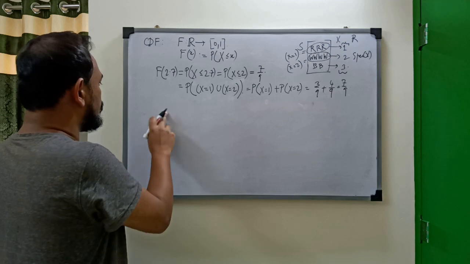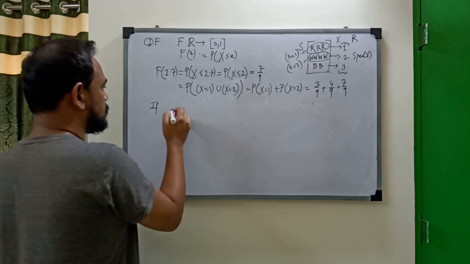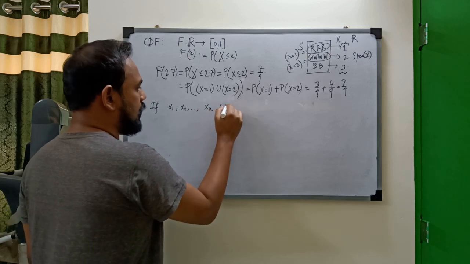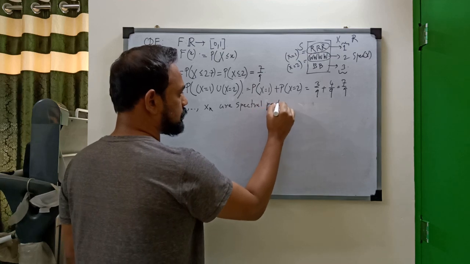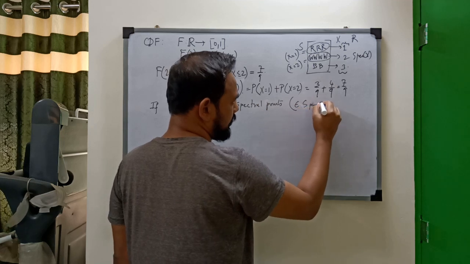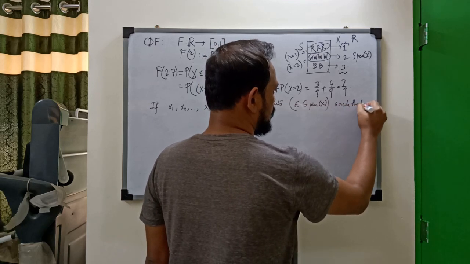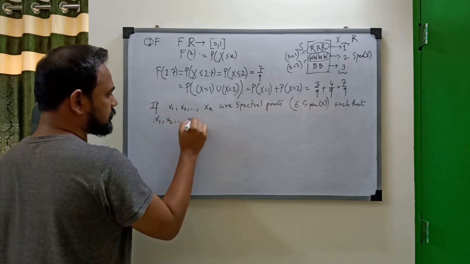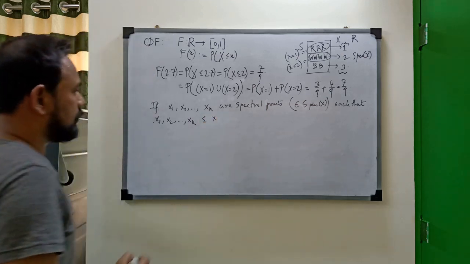So in other words, what we see is, if you have x1, x2 up to xk, for example, that are spectral points. In other words, what I mean by spectral points is they belong to the spectrum of X. Spectral points such that they're all, these x1, x2 up to xk, they're all less than or equal to some number, small x.